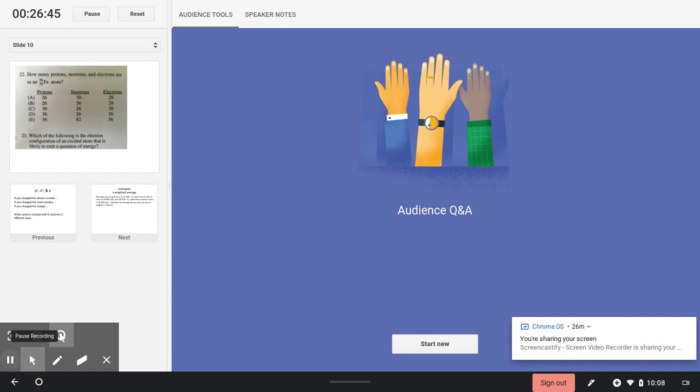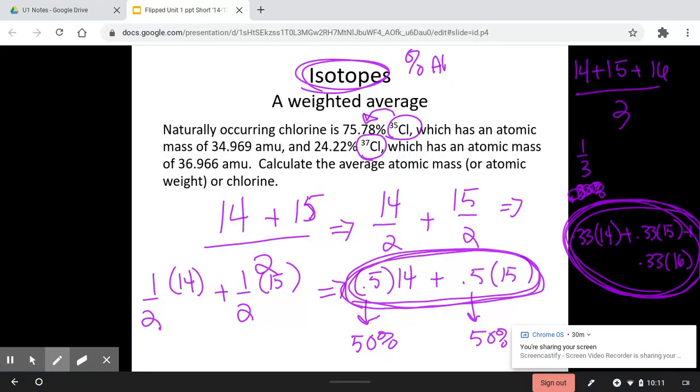Okay, let's keep going. Isotopes. So again, this is a concept that we talked about a little bit in chemistry, but I just want to revisit weighted average real fast. So if you are adding up two things, let's say you're adding up 14 and 15, and you want the average of those, you're going to add them up and divide by 2.